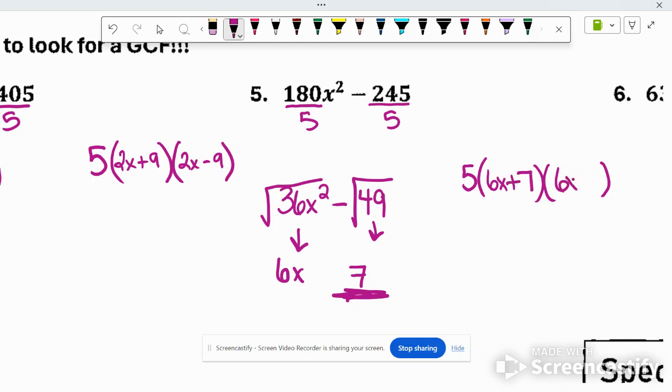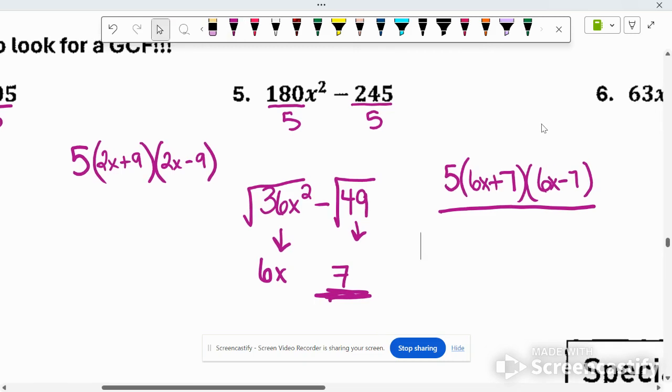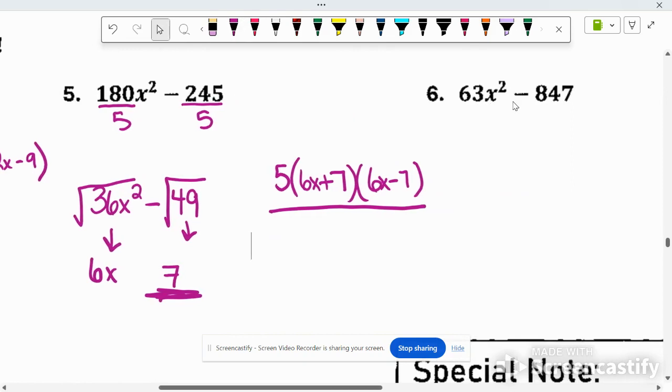Good job. Remember that we put that 5 that we pulled out originally in front, right? That is still one of our factors. You can't just discount that. It's still part of the problem. Okay.